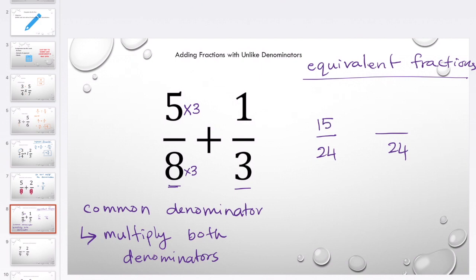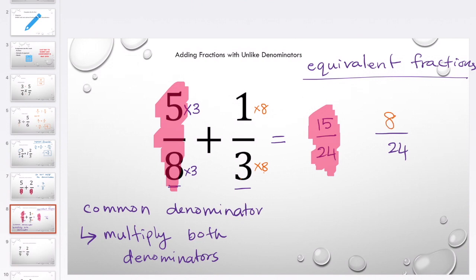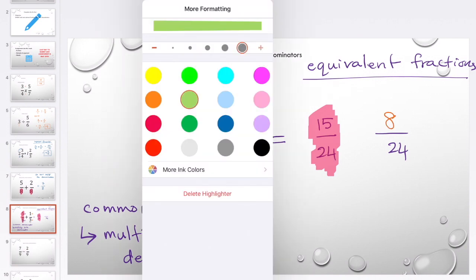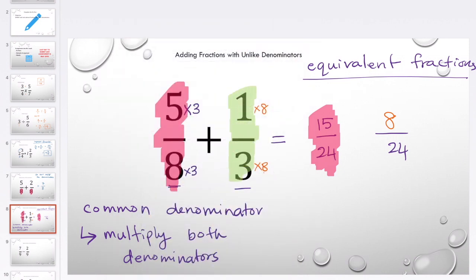Now this 15/24 is equivalent to 5/8. Alright, let's do the other fraction. This was multiplied by 8, so I have to multiply the top by 8. So 8 times 3 is 24, 8 times 1 is 8. Now this fraction is equivalent to this, which means if I simplify the larger looking fraction, the 8 and 24, I would get 1/3.